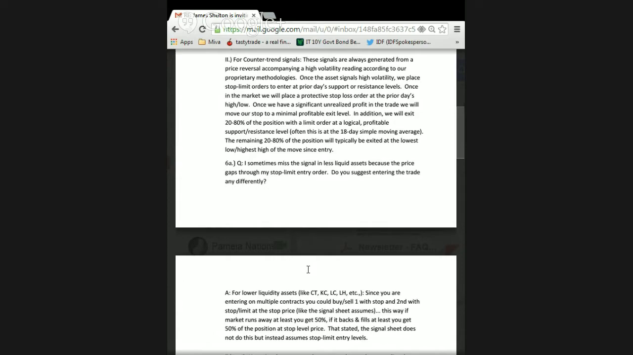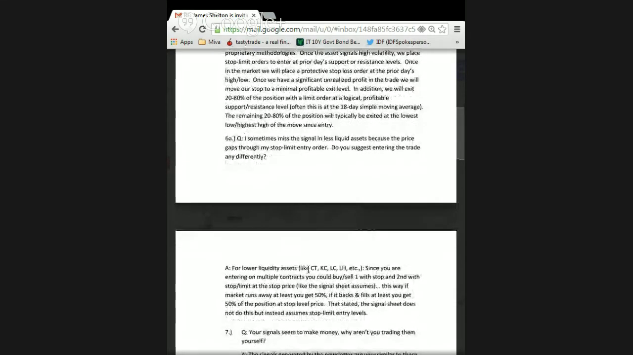And often, and this I will give away, this level is the 18-day simple moving average. The remaining 20 to 80% of the position that's not being taken out at that moving average will be taken out with the trailing stop.